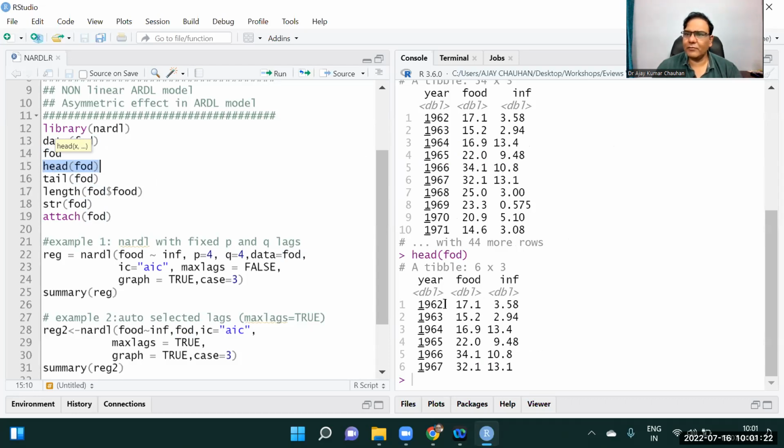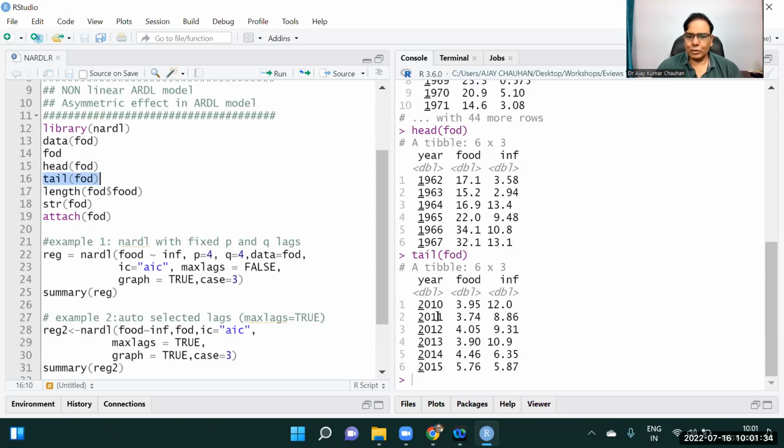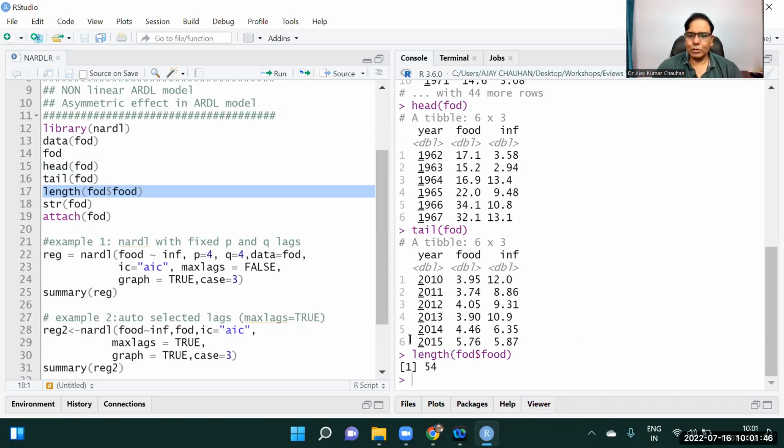So the data set starts from 1962, and tail will show you the last 6 observations of the data set. So we have the data up to 2015. And how many observations do we have? Length means the number of observations. So we have 54 observations from 1962 to 2015.